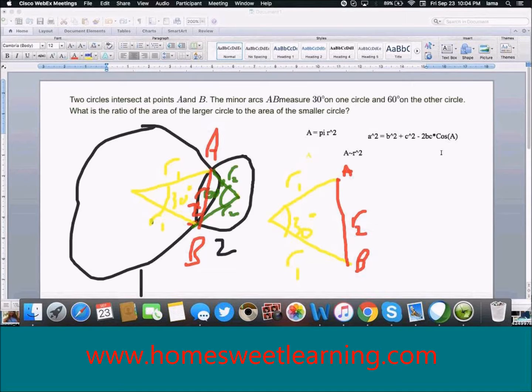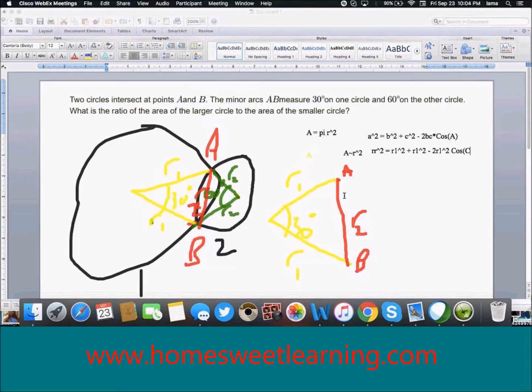In terms of the problem we have now, that means that R2 squared equals R1 squared plus R1 squared. Now they're the same, right? Because we have these sides, remember, are the same length. Minus 2 times R1 times R1. And we know R1 times R1 is just R1 squared. So we have the same thing again, times the cosine of A, which is the opposite angle. So this one right here, which is 30 degrees.